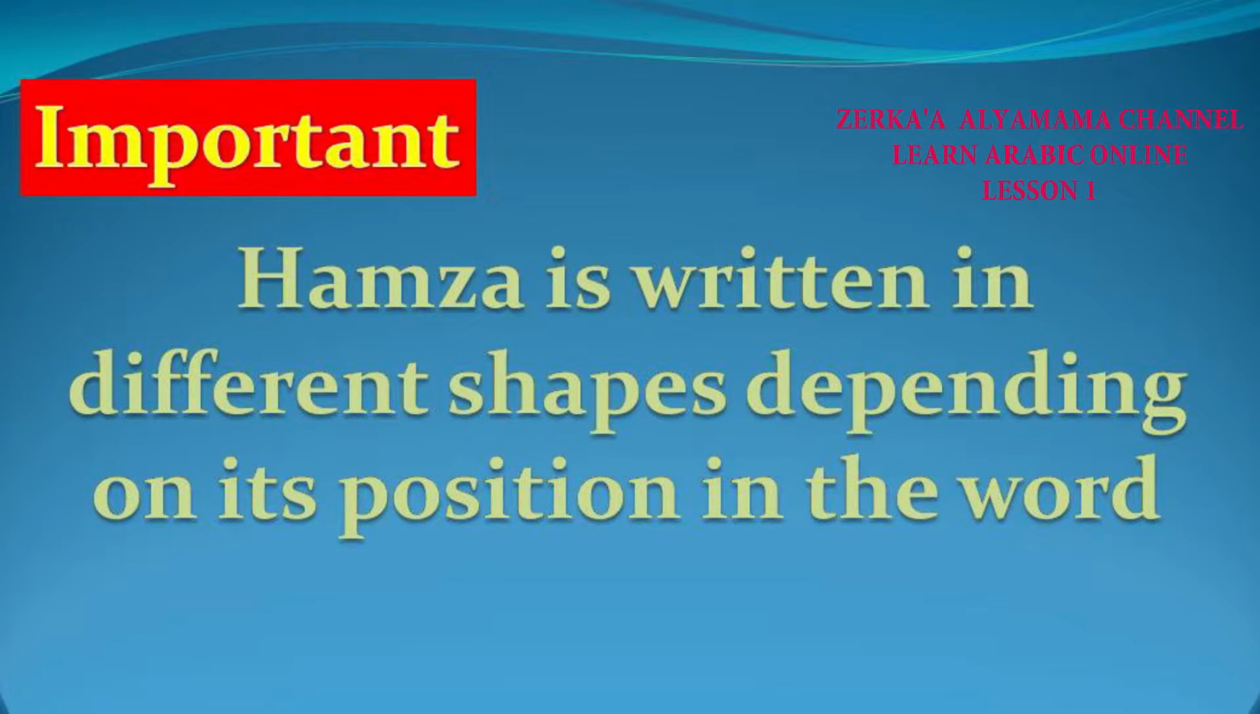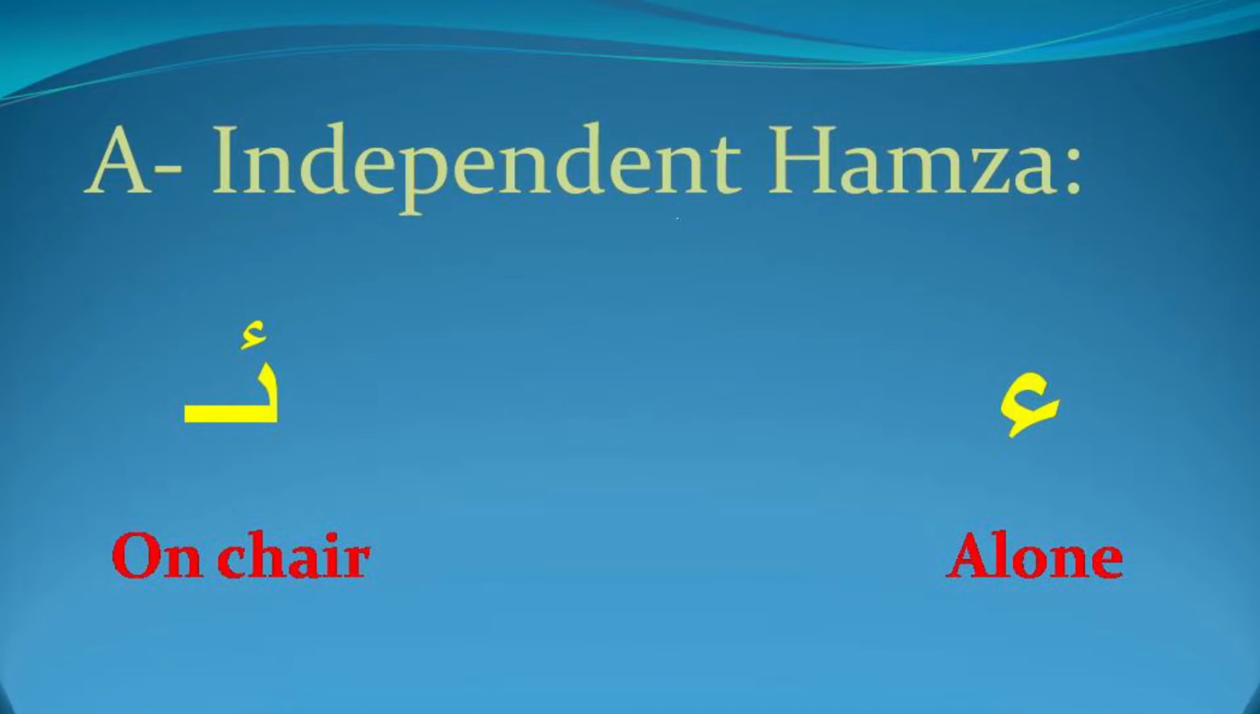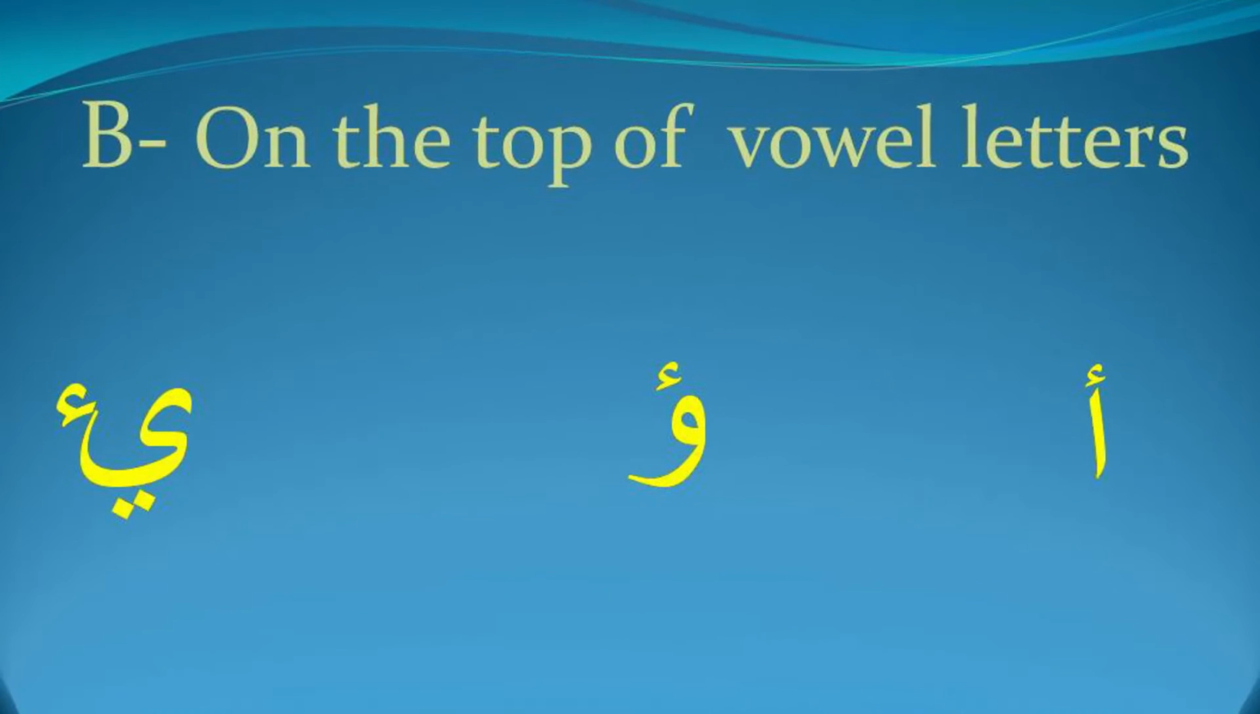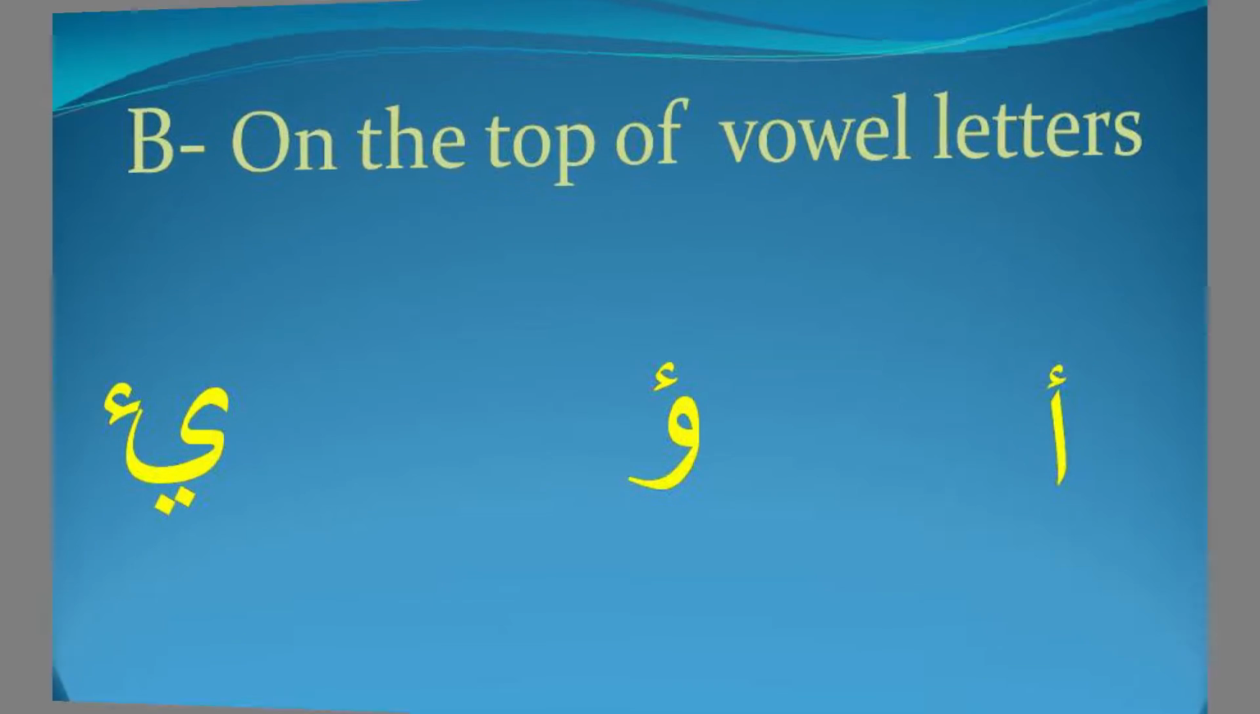Important, Hamza is written in different shapes depending on its position in the word. Independent Hamza. Sometimes it's written alone. Sometimes it's on chair. Most of the time it's on the Alif. Sometimes on the Waw or on the Ya. They are also vowel letters. We shall learn them in the next lessons.